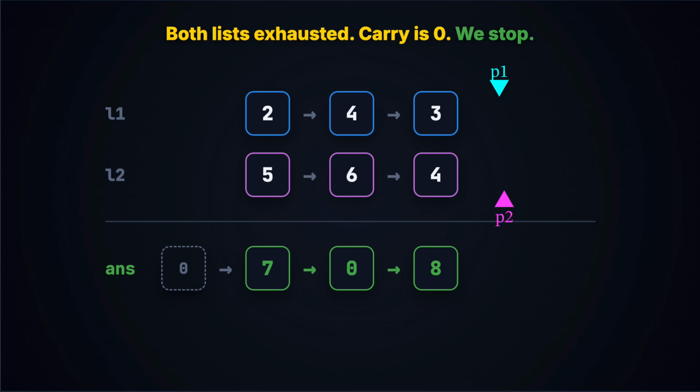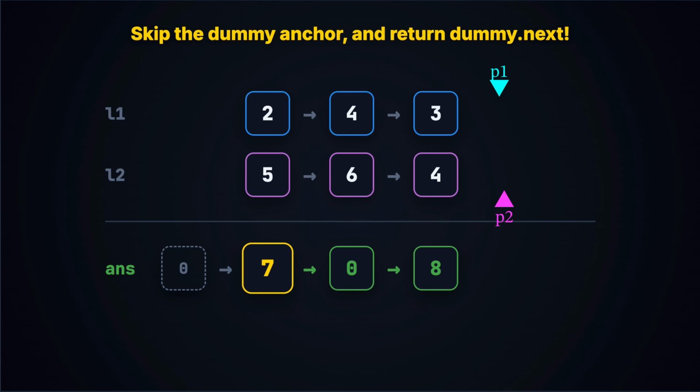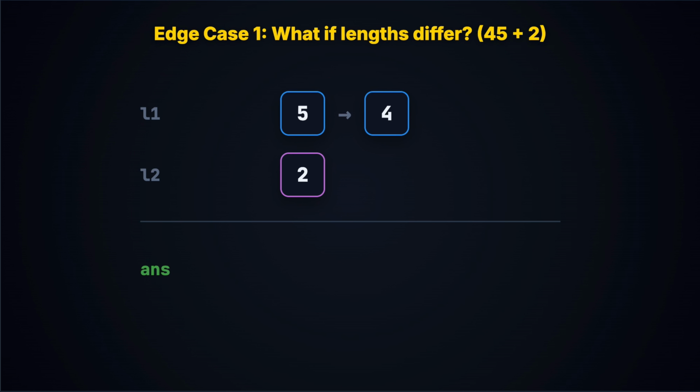To get our final answer, we just skip that initial dummy node and return dummy.next, pointing to list 708. Now that was the happy path. But there are two massive edge cases they are waiting for you to miss.